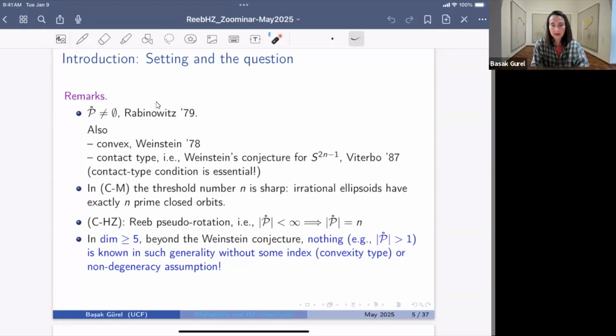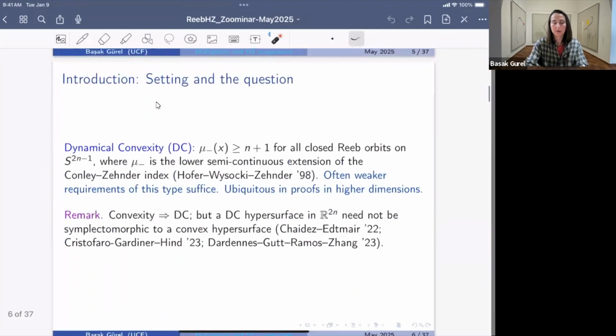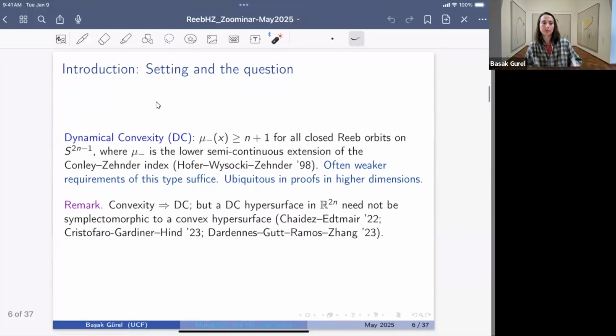So in higher dimensions, the key thing is that beyond the Weinstein conjecture, we know essentially nothing, very, very little in the generality that I've written. For instance, do you have more than one? If you don't assume anything, like some index condition or convexity, dynamical convexity nowadays, or some non-degeneracy, we don't know if you have at least two, for example. In the generality I wrote, it's a fairly open question.